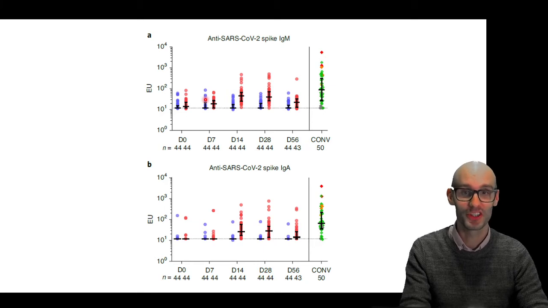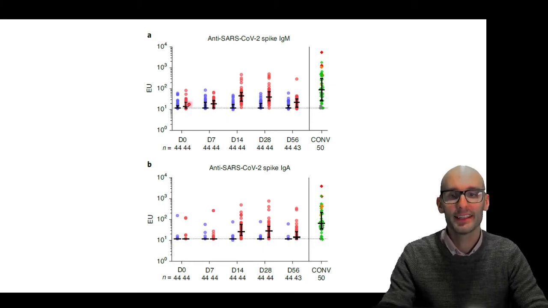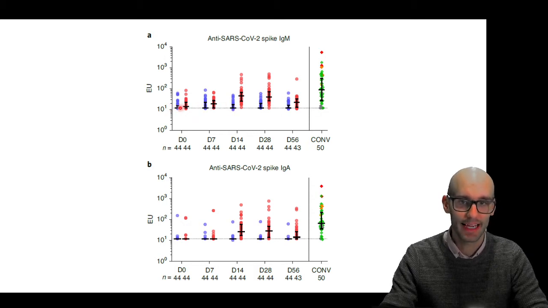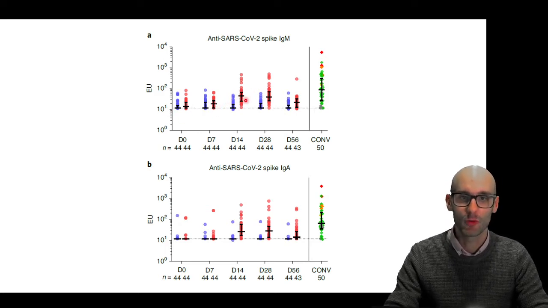So you really wouldn't expect any anti-spike proteins in this group. And indeed, if we look at blue, it stays around about the detection limit the whole way through the assay. It doesn't go anywhere. But in red, we see at day 7 some IgM, at day 14 lots of IgM, at day 28 lots of IgM, and at day 56 a little bit less.